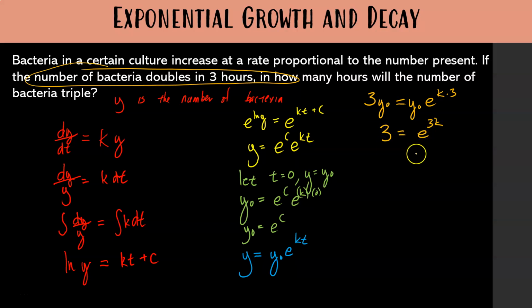Take the natural log of both sides. And k is equal to the natural log of 3, and then divide both sides by 3, so over 3. So now we have our k value, and the amount of bacteria is the initial amount of bacteria, e to the natural log of 3 over 3, times the time.